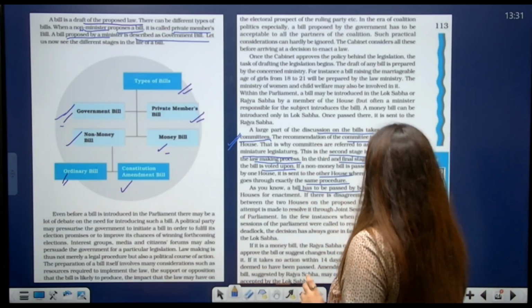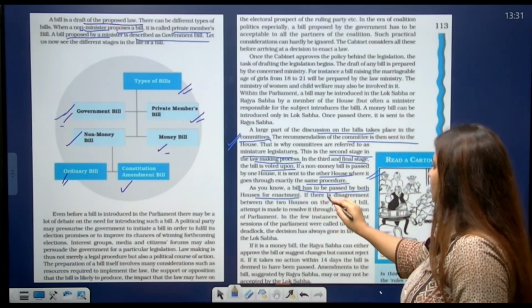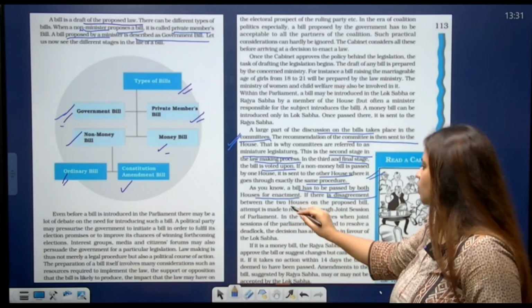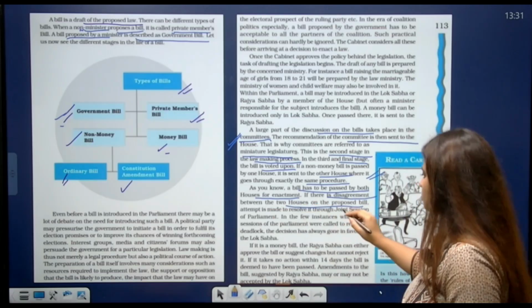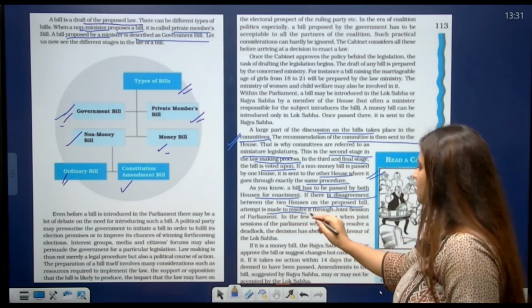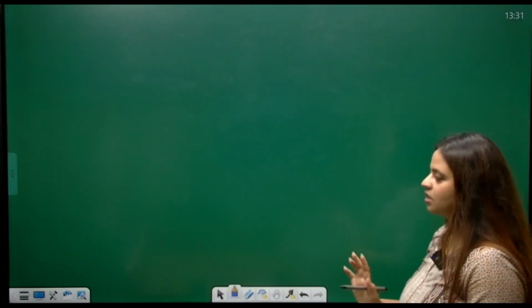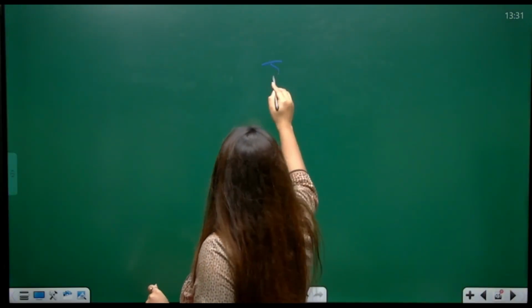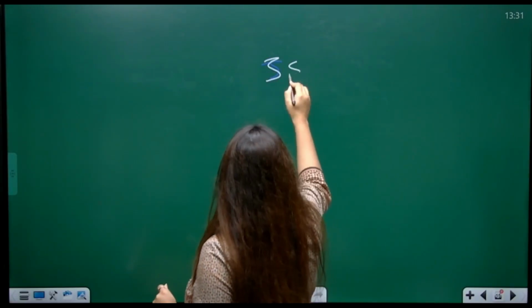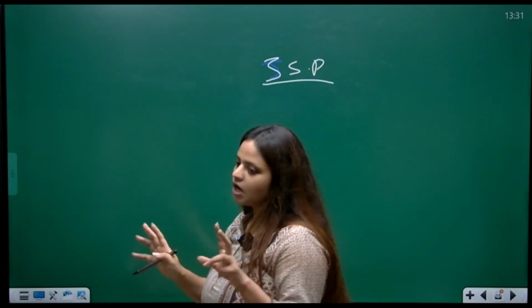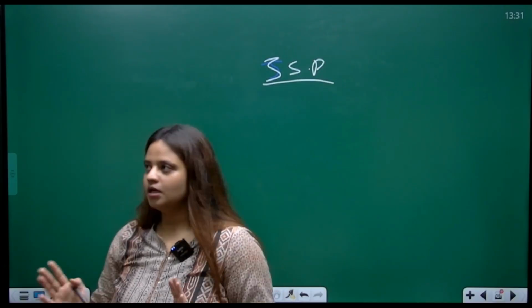A bill has to be passed by both the houses for enactment, and if there is a disagreement between the two houses on the proposed bill, an attempt is made to resolve it through a joint session of parliament. So in case of a disagreement on the bill, there will be a joint session of parliament, in which both the houses, the Lok Sabha and the Rajya Sabha, sit together and discuss the bill completely.